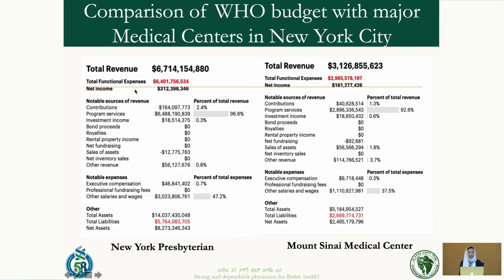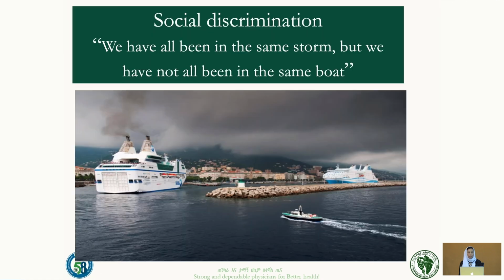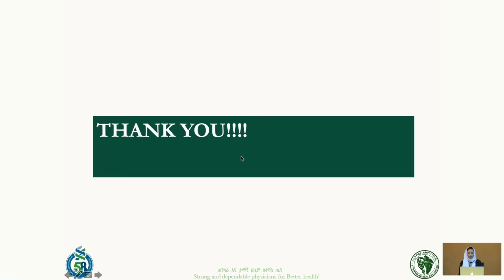And now let's look at the annual budget of one representative hospital in New York City. So we had the privilege of going to both of these hospitals for our fellowship, and look at the revenue. It is more than 6 billion total functional revenue for a single New York medical center. So the discrepancy between this funding and the funding distribution for minorities, blacks, is very different. So social discrimination: we might be in the same storm, but definitely we are not in the same boat. So thank you very much.